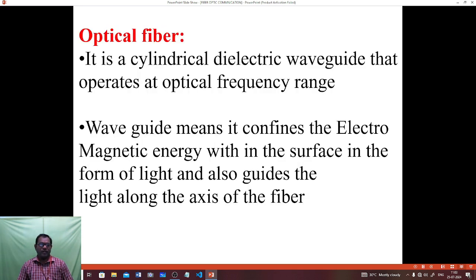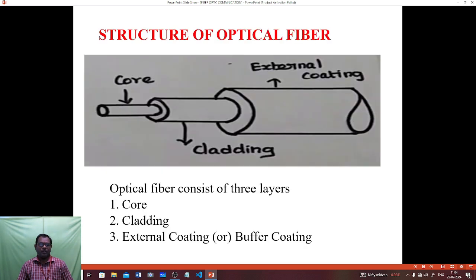Optical fiber is a cylindrical dielectric waveguide that operates at optical frequency range. A waveguide confines electromagnetic energy at the surface in the form of light and guides the light along the axis of the fiber. Structure of the optical fiber: there are three layers, the first is the core, the second is the cladding, and the third is the external coating or buffer coating.